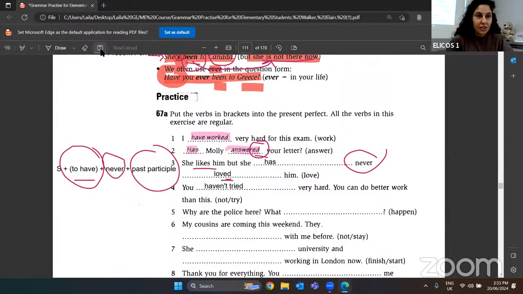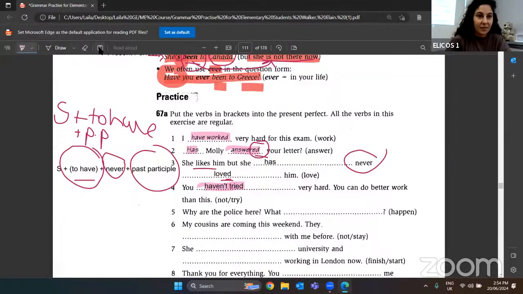So remember the general rule. I'll just write it again. We've got subject, the verb to have, have, has, and then the past participle. So here, yeah, you haven't tried. You haven't tried very hard. You can do better work than this.